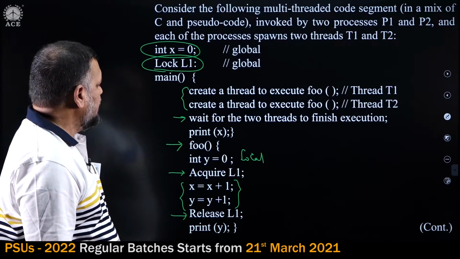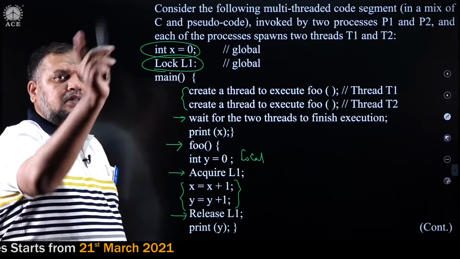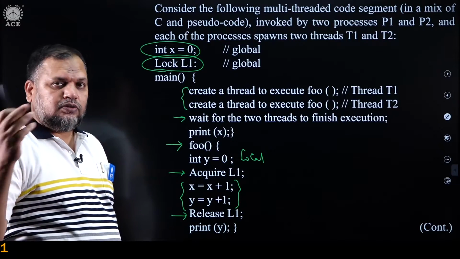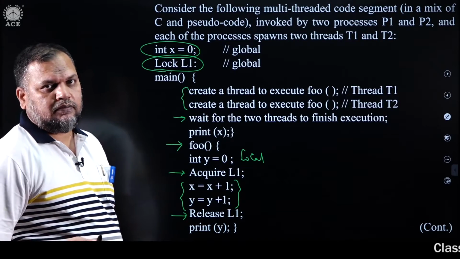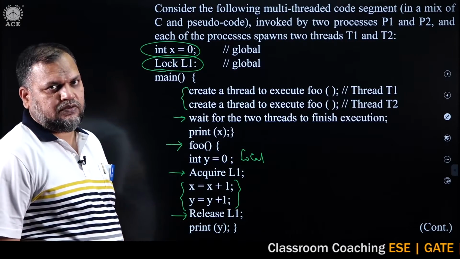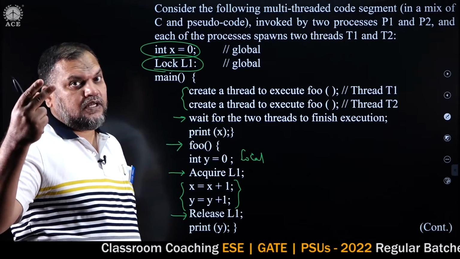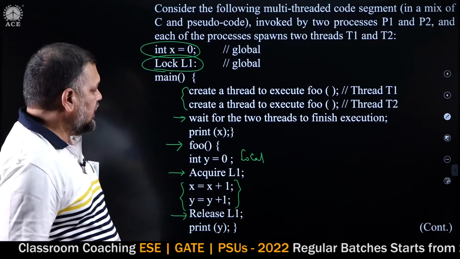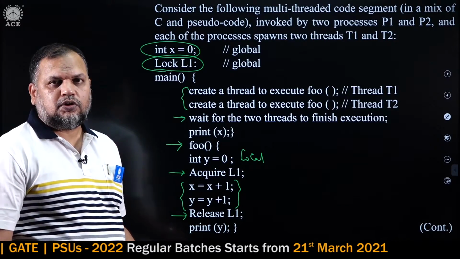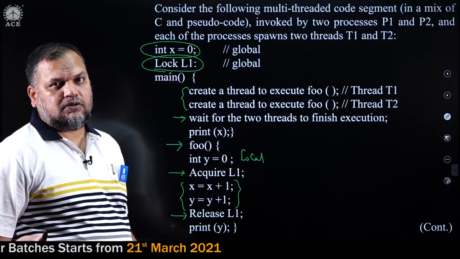So, what is going to happen? Y is local. So, thread T1 independently updates y from 0 to 1. Thread 2 will independently update y too, because each thread maintains local copies of y. Both initial values will be 0, so both of them will make it to 1. Both threads will print the value of y as 1. X is incremented 2 times, by T1 and T2, so X will be 2. When both the threads finish their execution and print X, X will be 2. Both threads will print X as 2 and individually y as 1. I hope you get my point.